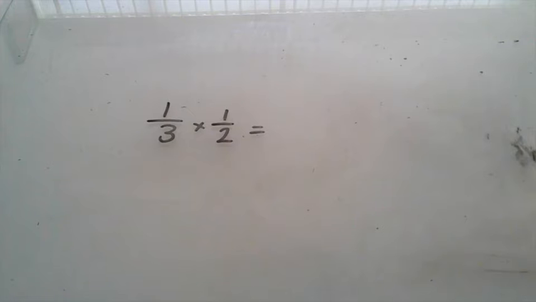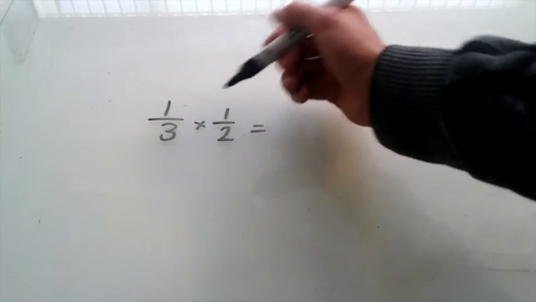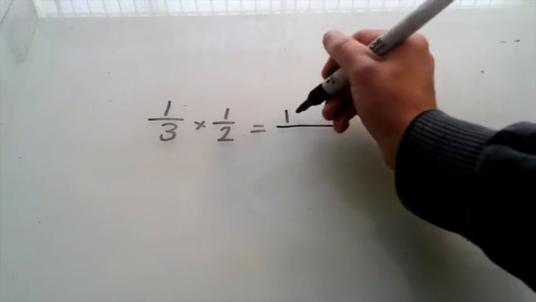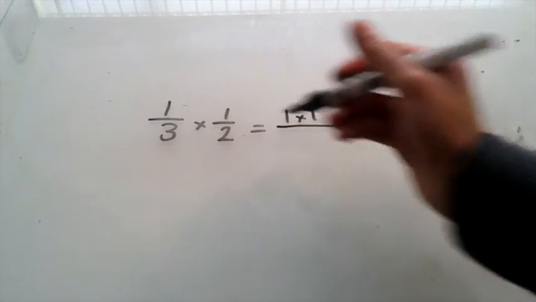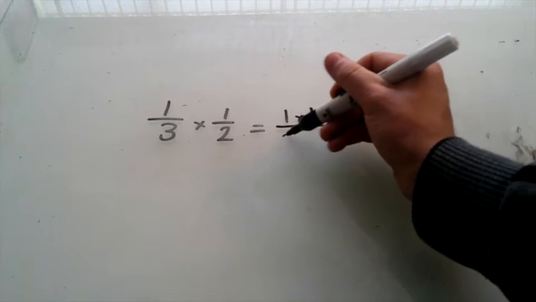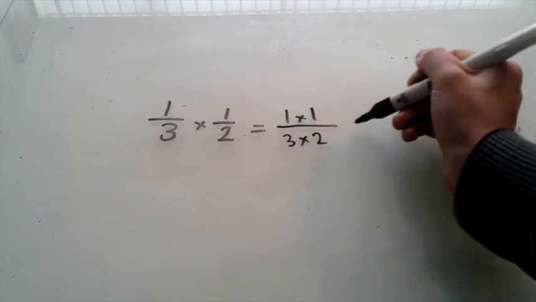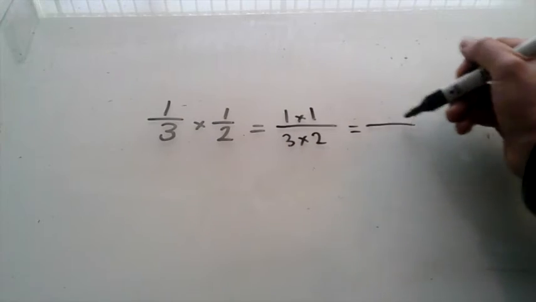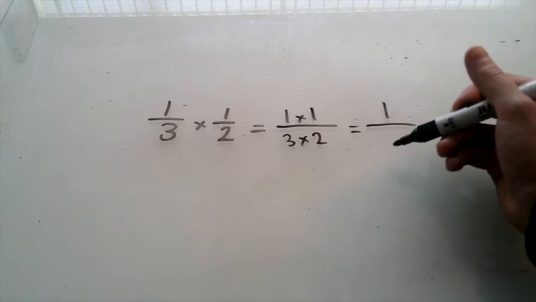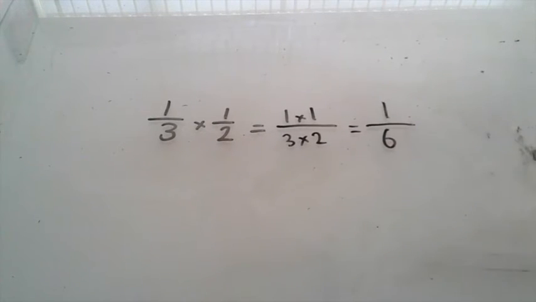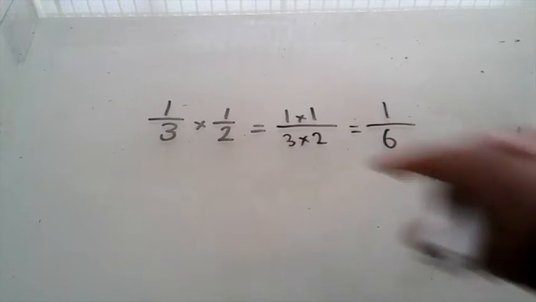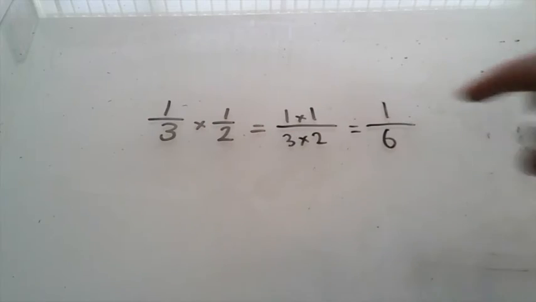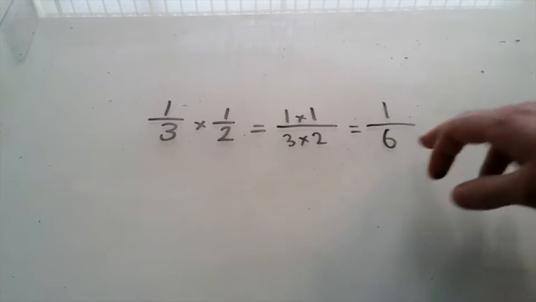So to work this out with fractions, you times your numerators together. So 1 times 1. You times your denominators together. So 3 times 2. 1 times 1 we know is 1. 3 times 2 is 6. So our answer to a third times a half is a sixth, because when you find a third of a half, it'd be a sixth.